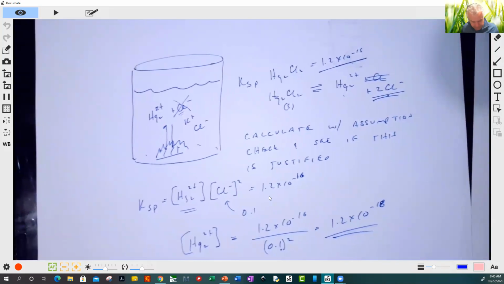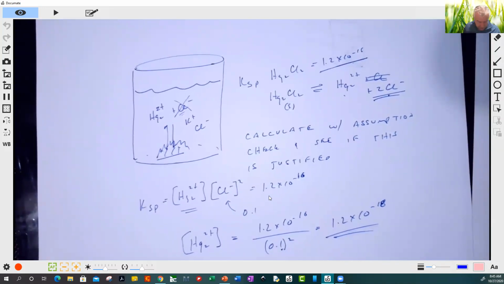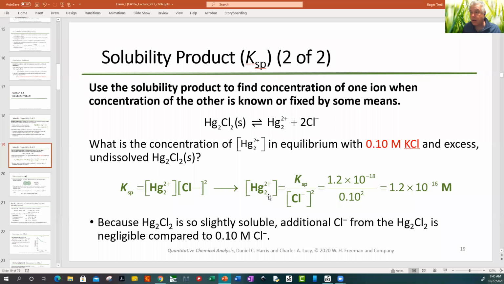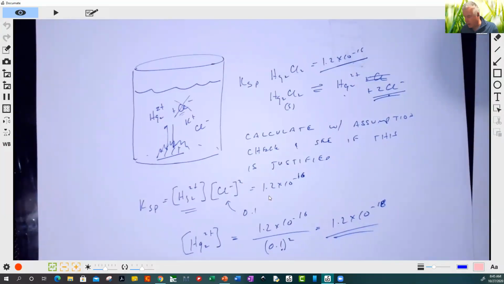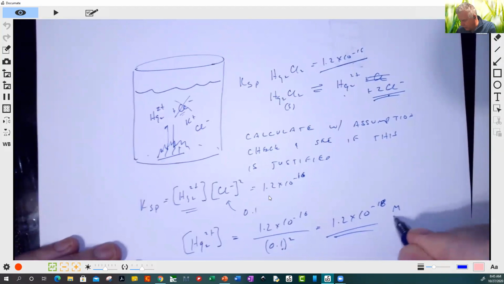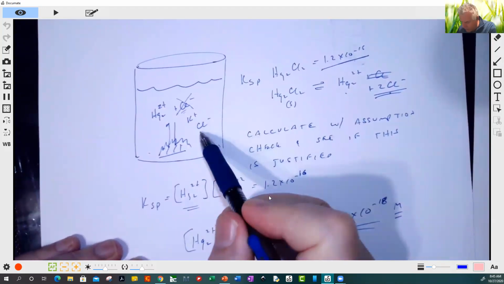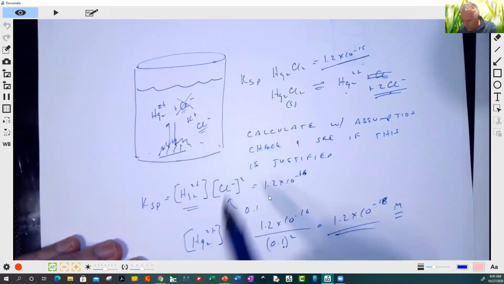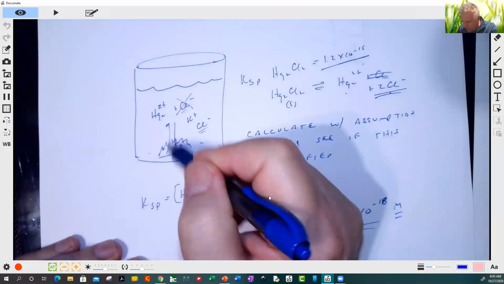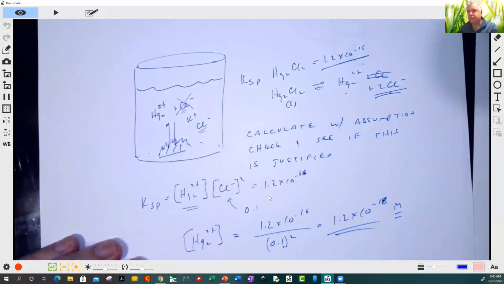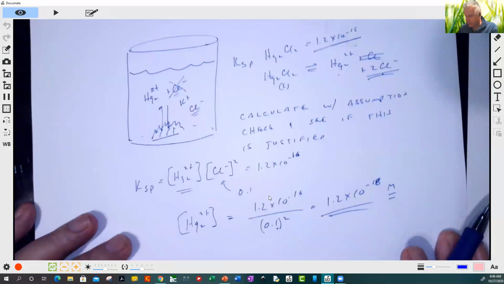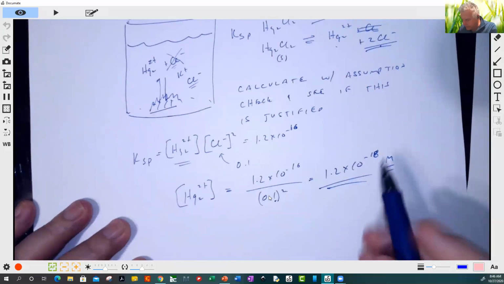Let's see if I did that right. Yeah, it'll be 1.2 times 10 to the minus 18. So, right, that makes sense because this is called a common ion, and that will suppress the dissolution of Hg in this case, right?